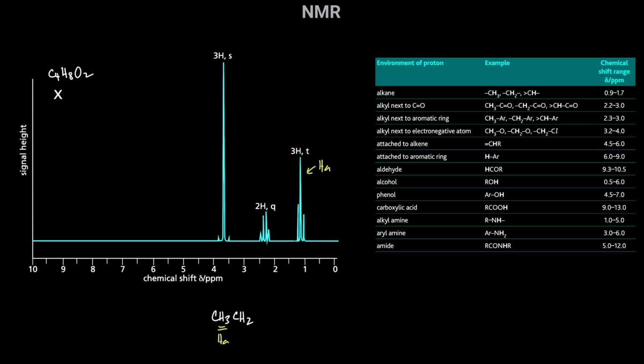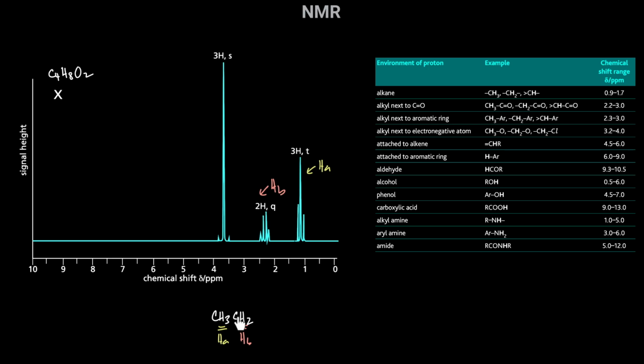And then HB is your CH2 protons, right? So HB has 2 identical protons that are split into a quartet because of the neighboring 3. And then we know that this compound has 2 oxygens. Again, it's an unsaturated compound because we have C4H8O2, so we don't have 10 hydrogens, we have 8, which suggests that it's unsaturated.